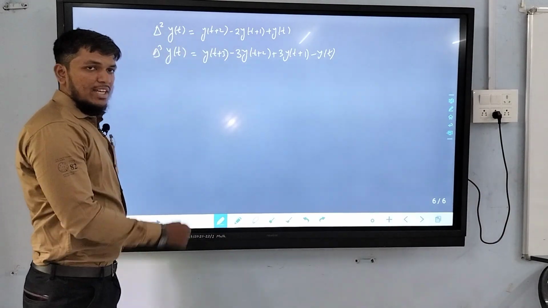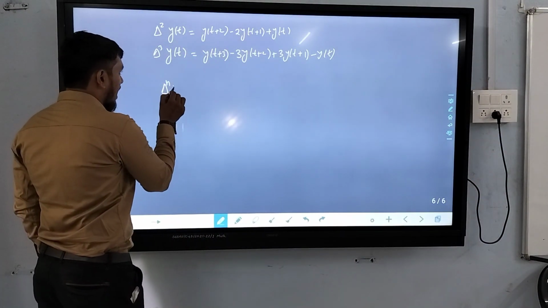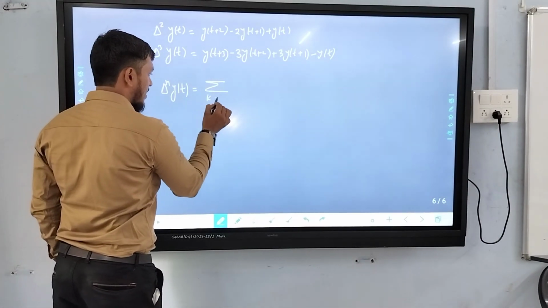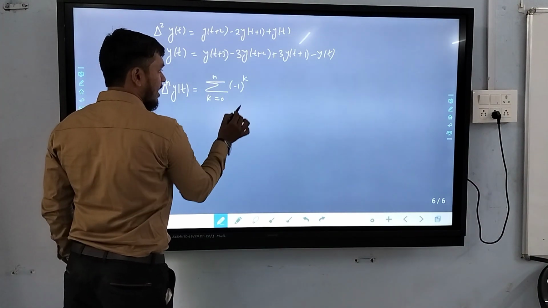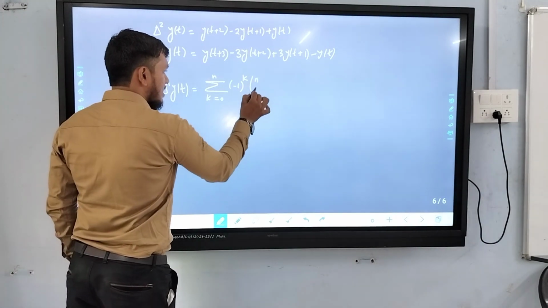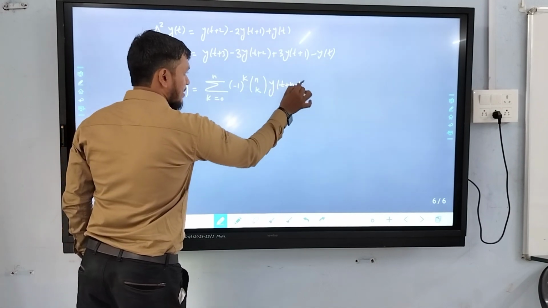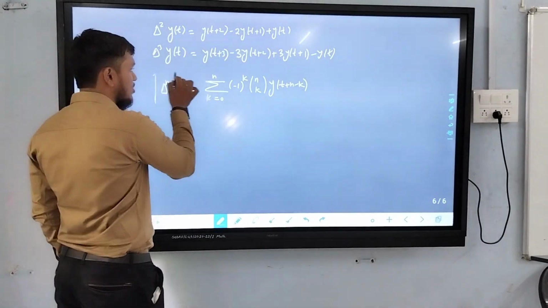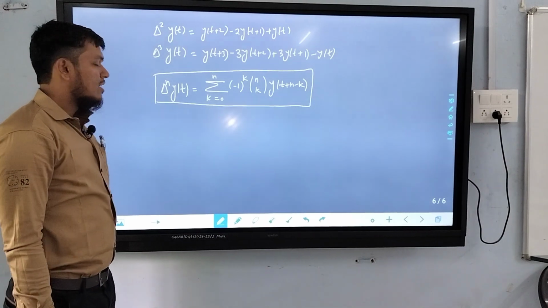We can generalize this case also, and this is delta n y of t, which is equal to what? Summation k varies from 0 to n of minus 1 raised to the power k, n C k, and after that y of t plus n minus k. This is the nth order difference operator operated on the function y of t.